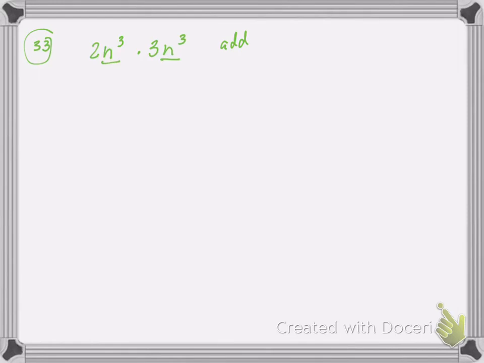So it would be 2 times 3, because the numbers go together. So I'm multiplying 2 times 3, which is 6. Then since the n cubed and the n cubed are side by side, you add the exponents, so 3 plus 3 is what? 6. So you have n to the 6th power. So when they are side by side, you add. You might want to just write that down. When they are side by side, you add.